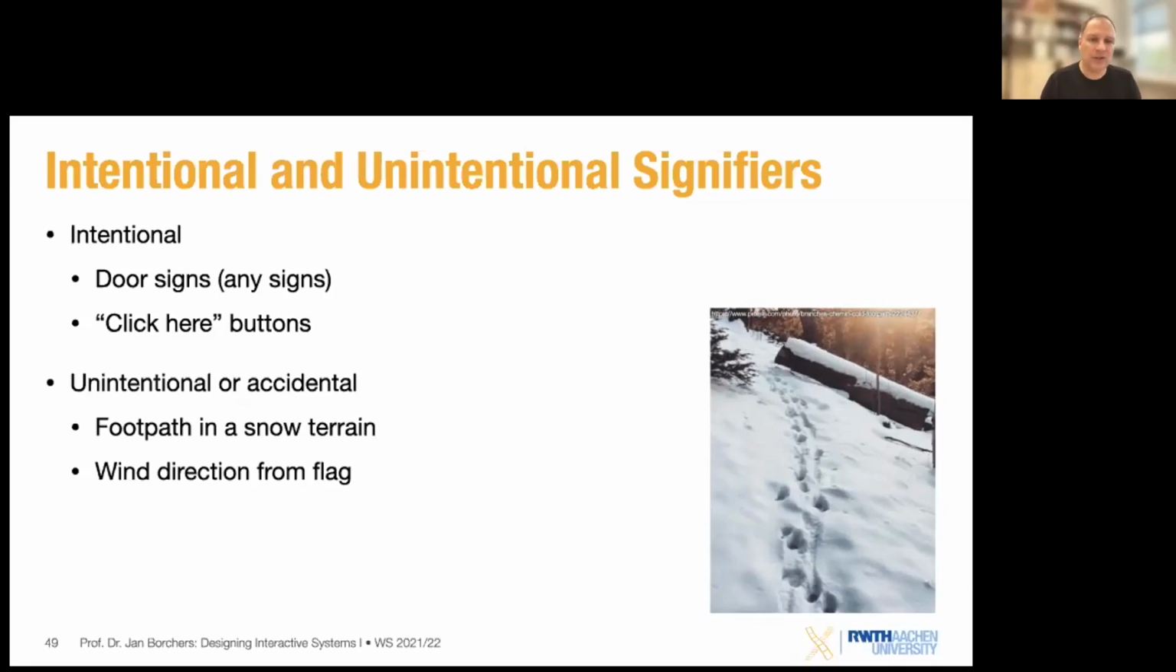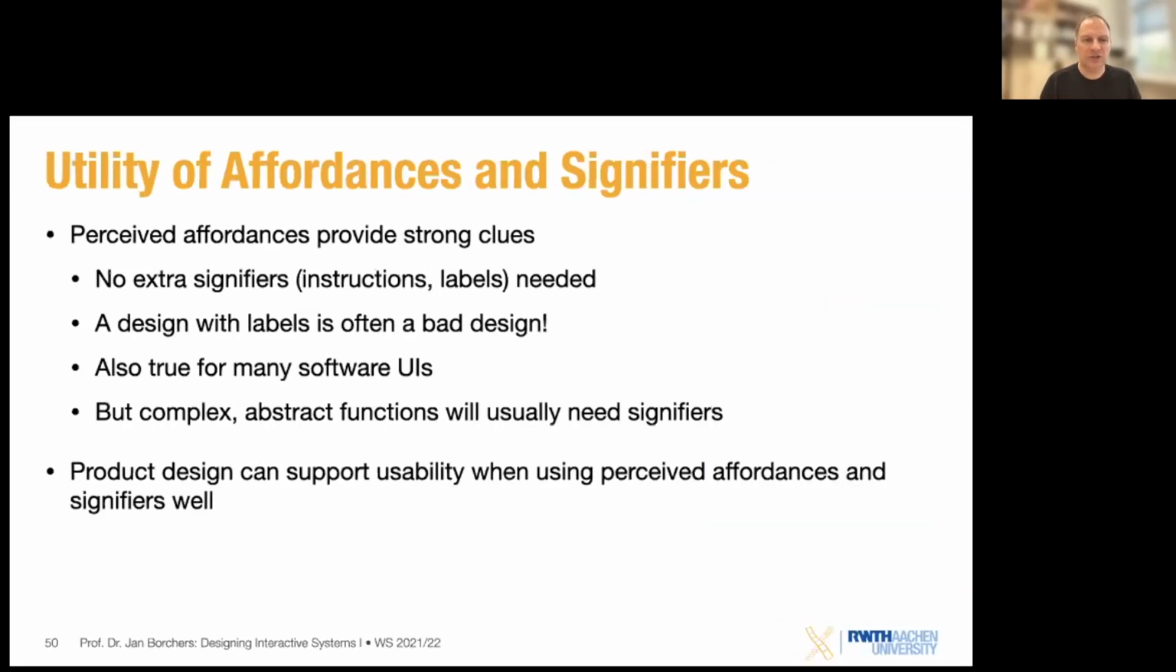Either way, whether signifiers are intentional or unintentional, and this is important, users will interpret them as a pretty strong cue as to what to do, right? So as a product designer, you can use these things, affordances and signifiers, and if you use them well, you can really support great design.